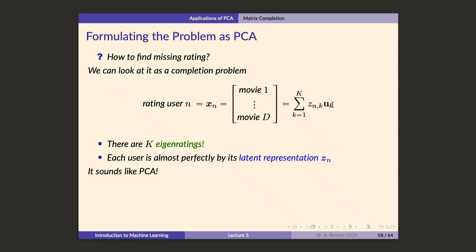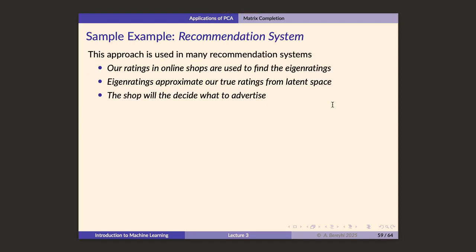And once you know that, since you do know the eigen ratings, then his ratings is going to be that superposition. Okay? So this is, for instance, what all of those recommendation systems work based on. So for instance, you are using Amazon website or any other online shop, they are basically doing the same thing.